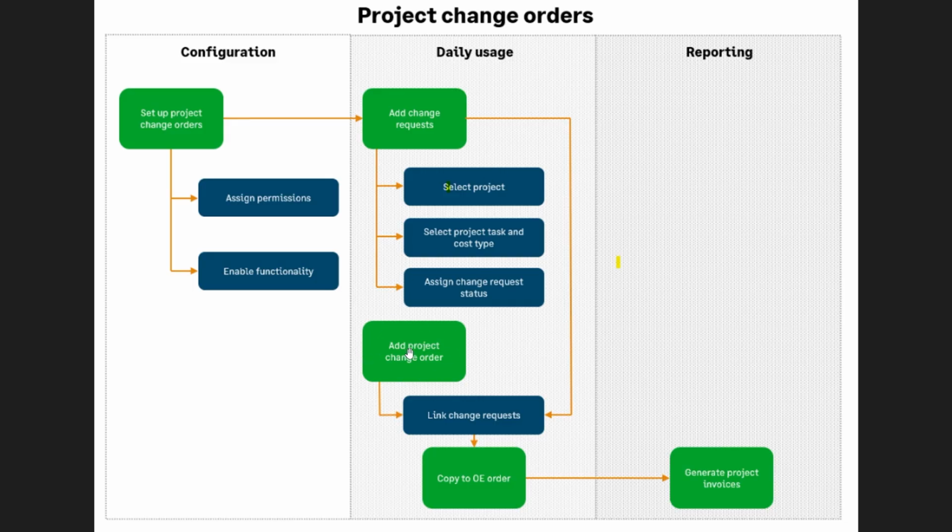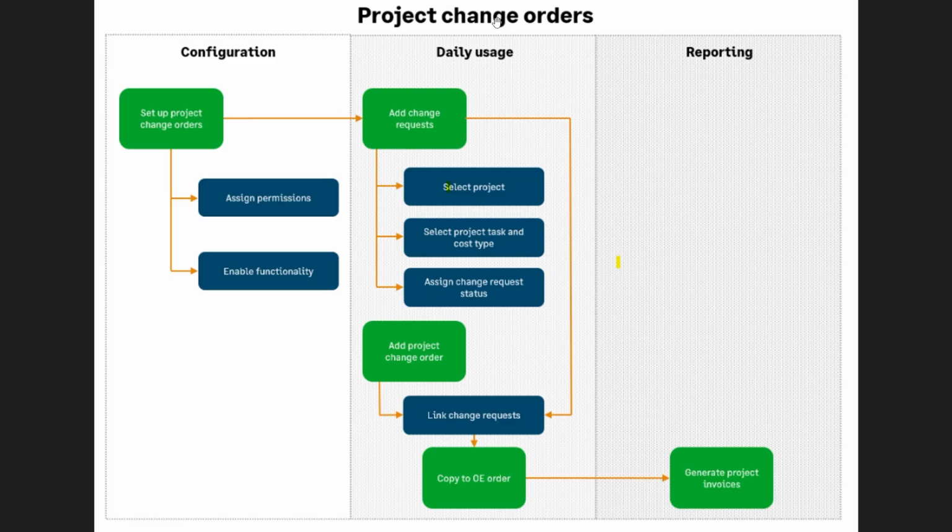A project change order is a formal document that consolidates multiple change requests into a single manageable record. Rather than billing a customer separately for every individual change, a project change order pulls them all together, giving you and your client a clear summary of all the revisions and their financial impact on the project. So here's how it fits into the workflow.